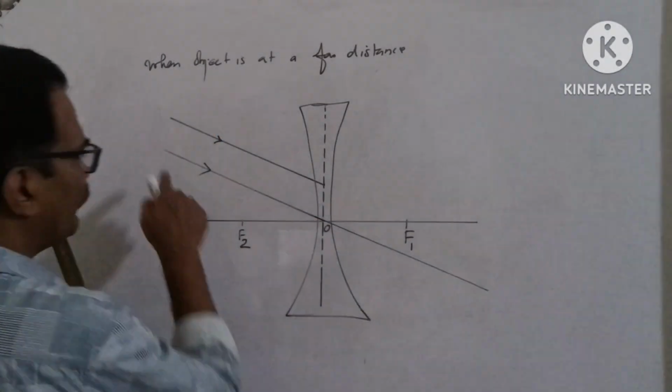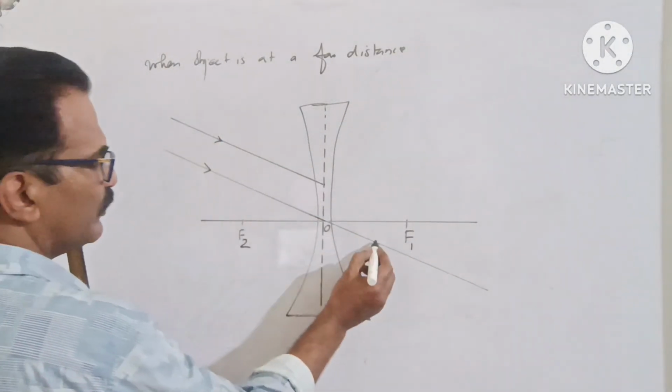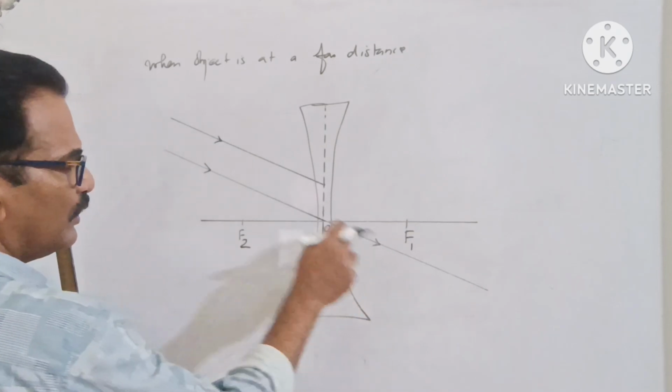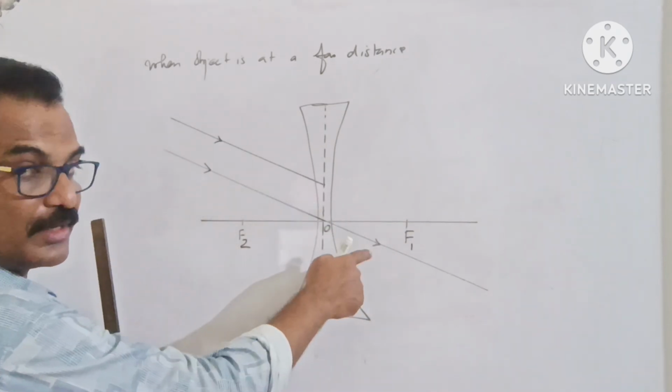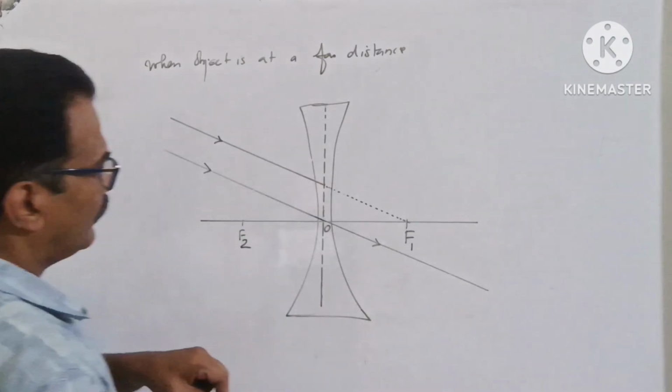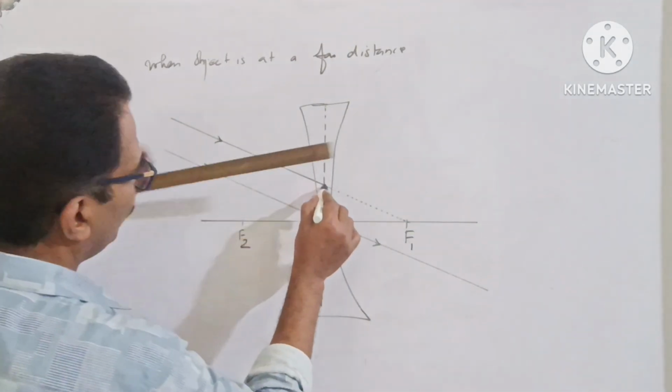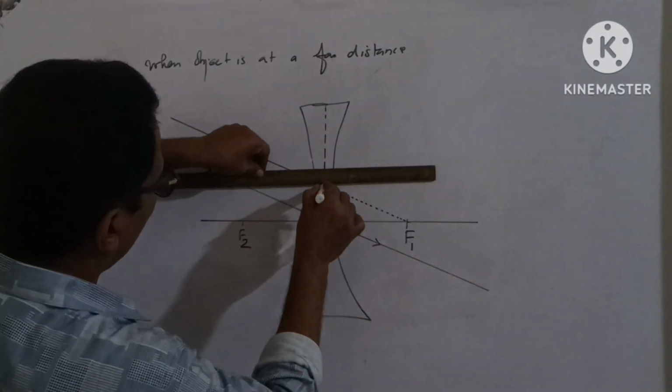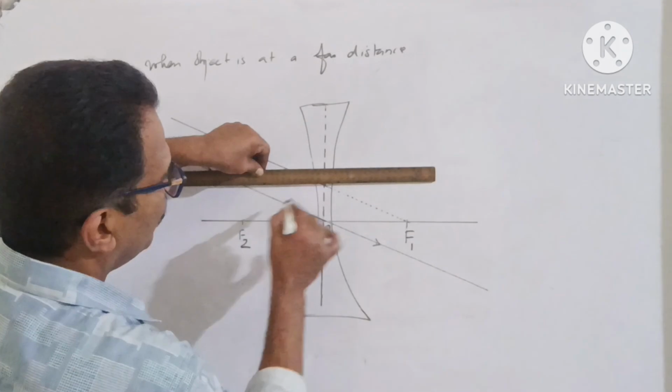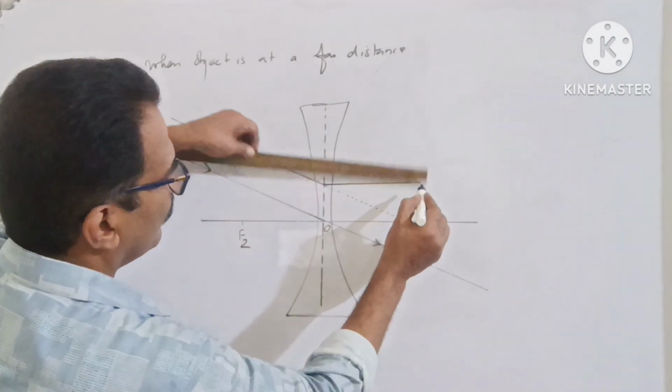So this is the incident ray. You show the arrow mark. This is the refracted ray, again arrow mark. Whenever you show incident ray and refracted ray, don't forget to put the arrow mark. What will happen to this ray? Already we have seen that the ray will be parallel to the principal axis. So that ray will go like this.